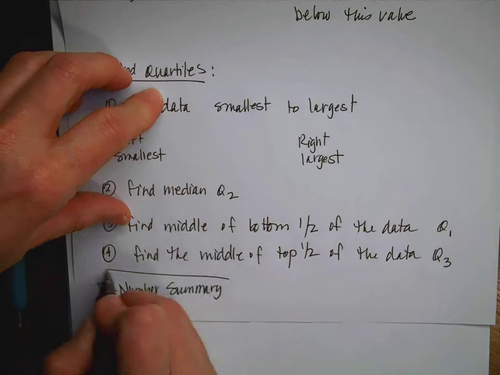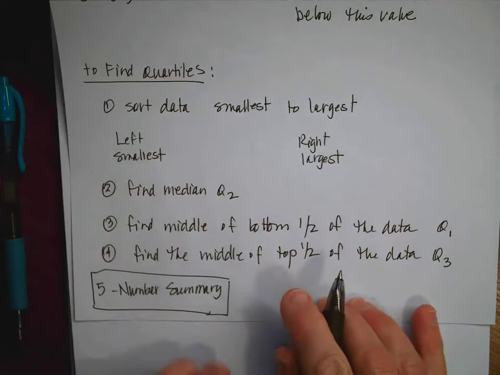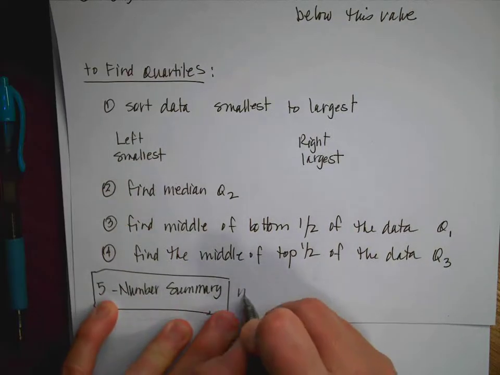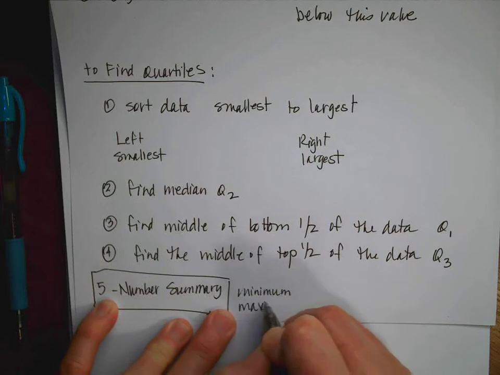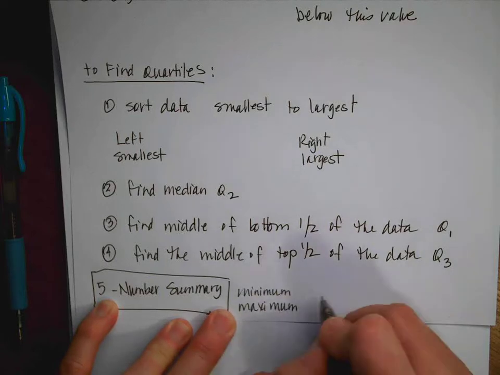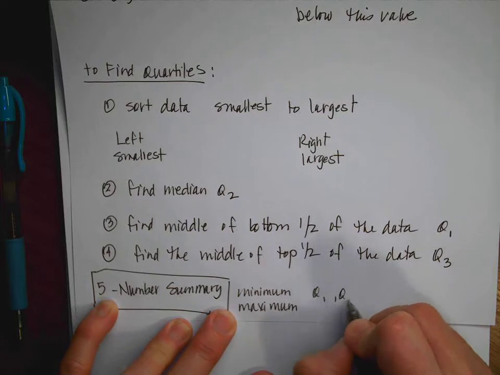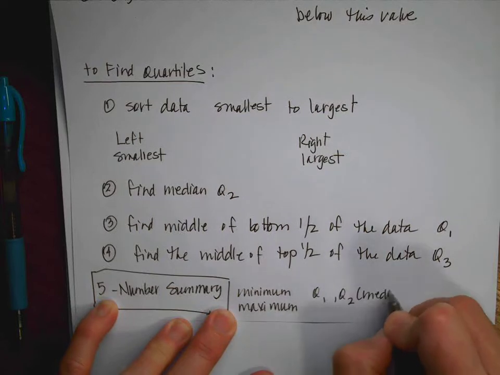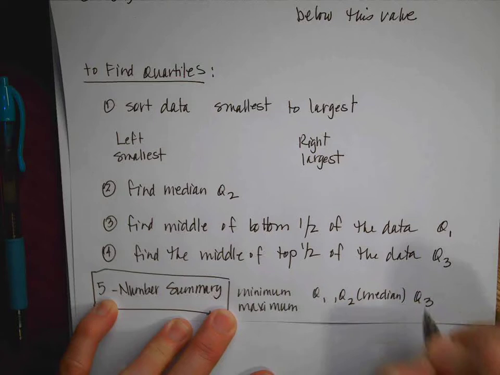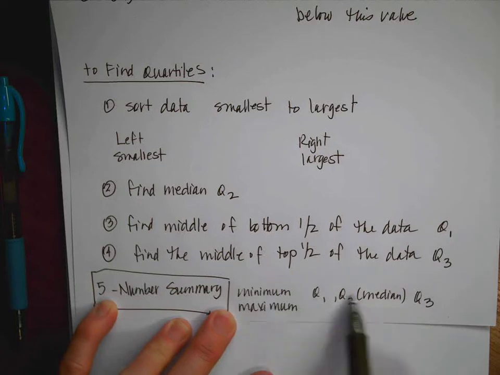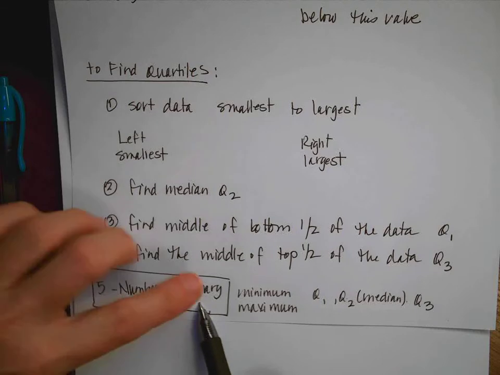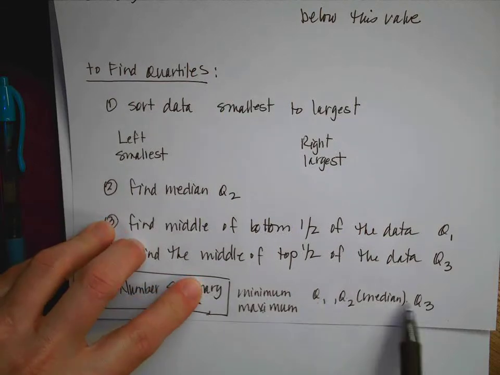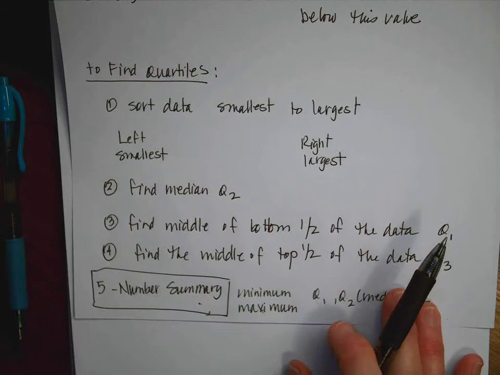And oftentimes you will be asked to find a 5-number summary. Well, the 5-number summary includes the minimum number. It also includes the maximum. And then it's going to be Q1, Q2, remember Q2 is the median, Q3, and then that is 1, 2, 3, 4, 5. So when you're asked to find a 5-number summary, it's going to be the minimum, the maximum, Q1, Q2, and Q3.